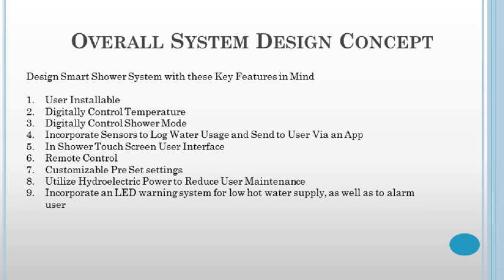We're going to utilize hydroelectric power to reduce user maintenance, which is replacing the batteries. We would like to have only two replaceable battery sets in the entire system. One would be for the remote control, and then another either for the solenoid that controls pausing the water or for the stepper motor that changes the mode on the shower and the temperature. Hopefully just the temperature. That would be where we want it to be.